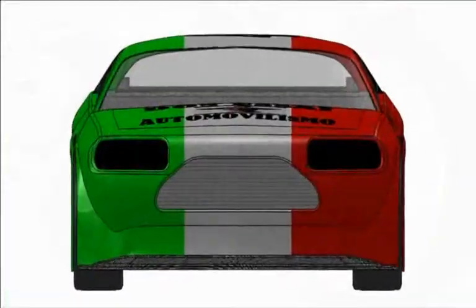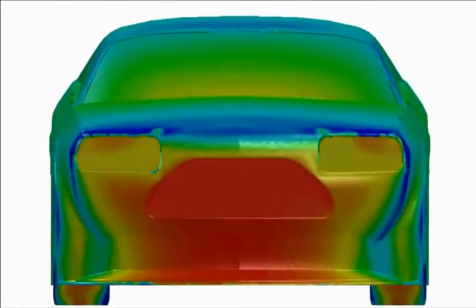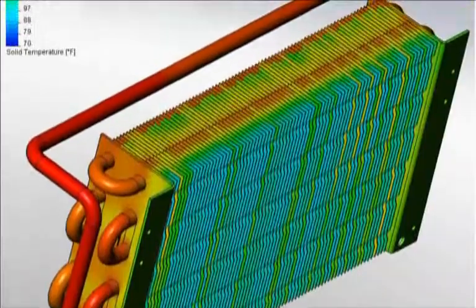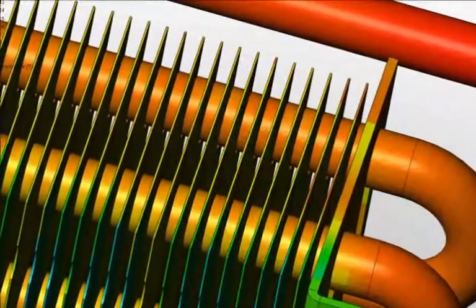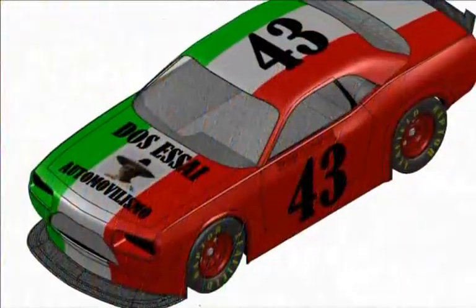By giving you greater understanding of how your product will perform, SolidWorks simulation gives you the vital information you need to make good engineering and design decisions, making your products better and your customers more satisfied.